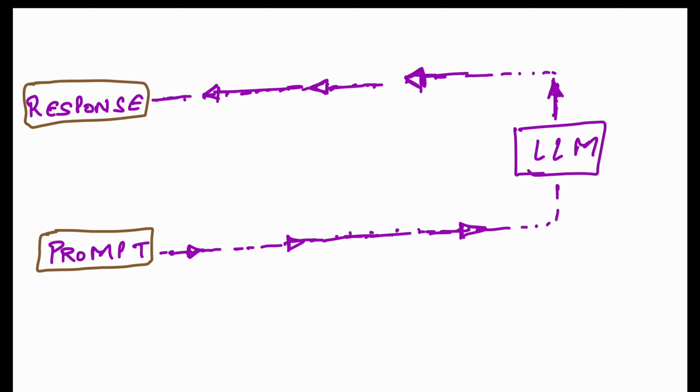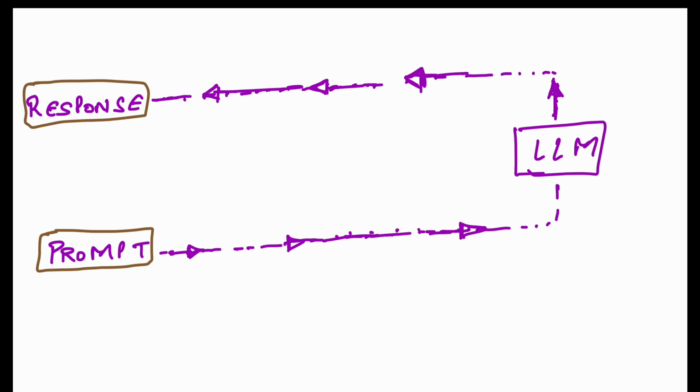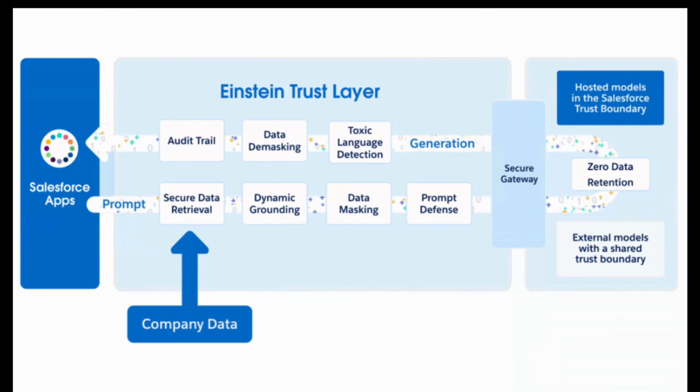Because Salesforce wants that whatever data you are sending out to the LLM should not at any cost cause any security breach. Okay, so in that case, what Salesforce has used is ETL, the Einstein Trust Layer. Let's see how this Einstein Trust Layer works. So this is the diagram I can use to talk about the Einstein Trust Layer.